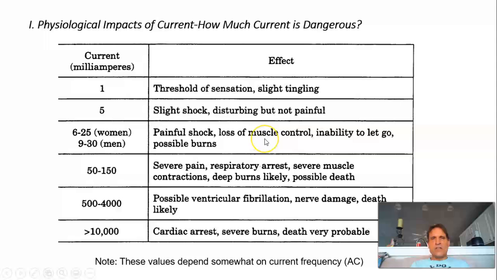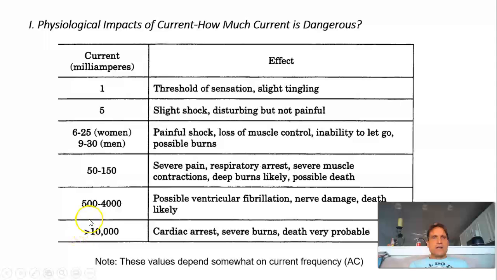And in some cases, your muscles contract and you lose the ability to let go of the wire. And so this is obviously bad. You start getting around 100 milliamps or so, 50 to 150. Now it's potentially lethal. And definitely when you start getting up to a half an amp to a few amps, death is likely. And this is important because these are the types of currents that can be supplied by the circuits in your house.